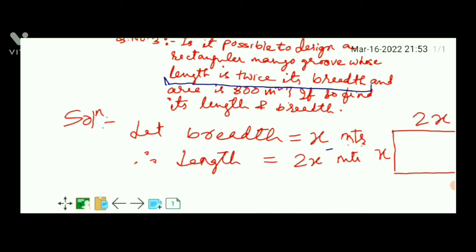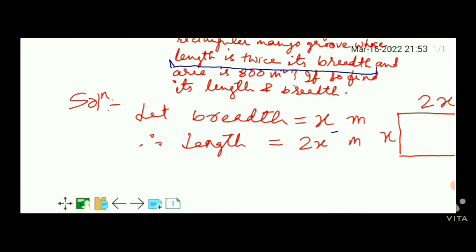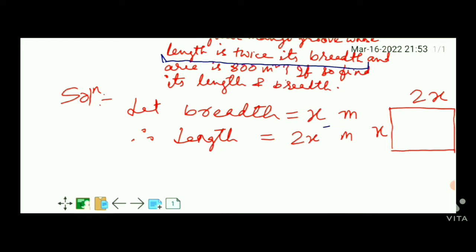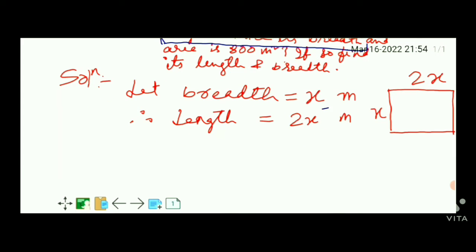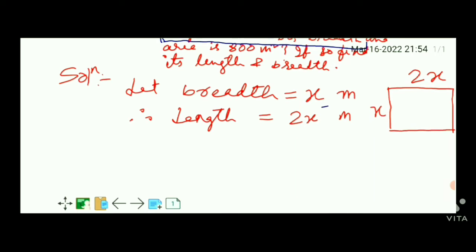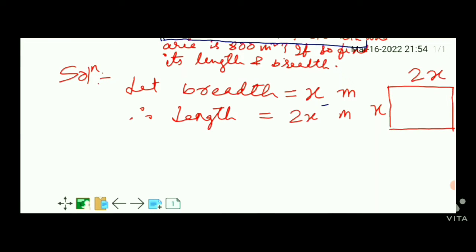We can write m, simple m, no issue. Remember m is meter. Twice x. Breadth is x meter, length is automatically twice x because this is given: length is twice its breadth. And another thing is given: area is 800 meter square. So we know what is the area of rectangle.